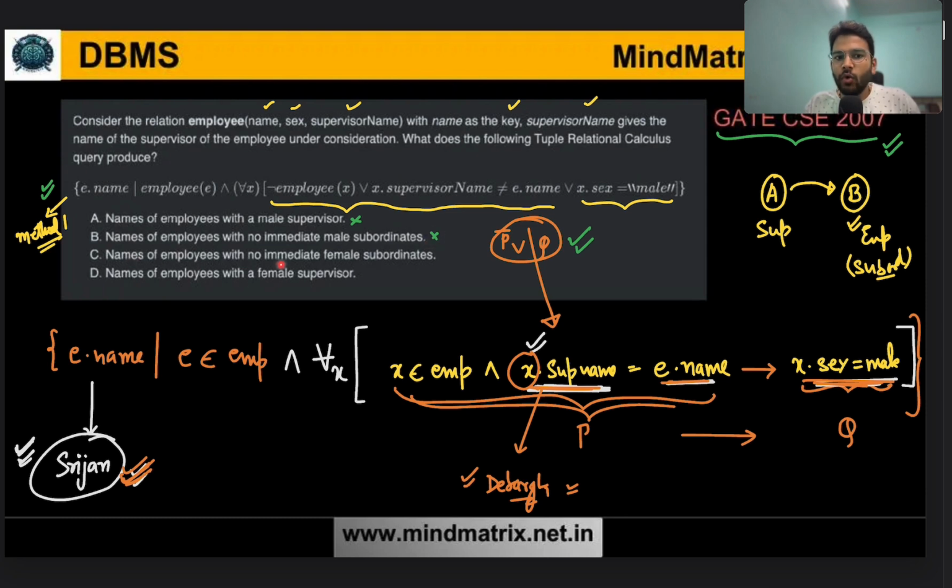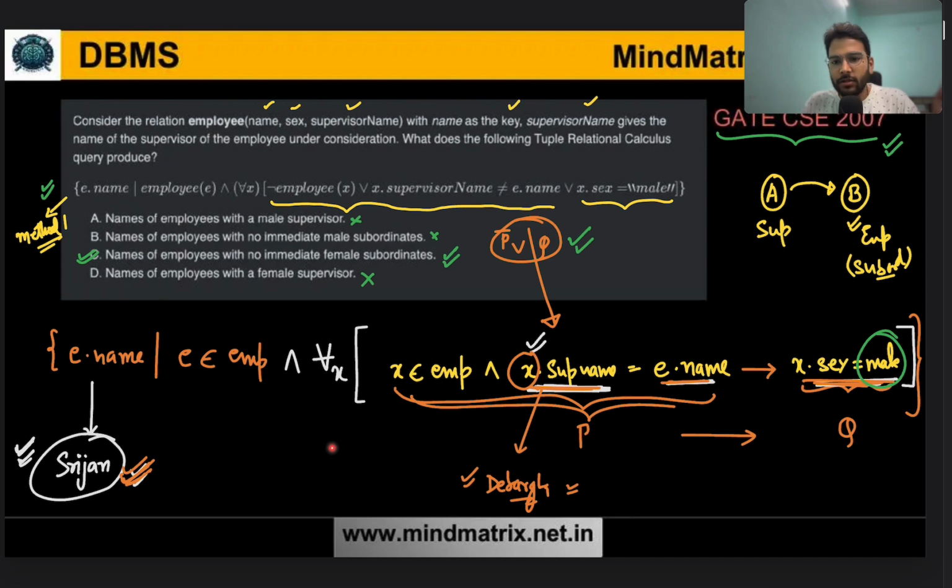Option C, name of employees with no immediate female subordinates. Yes, because we are finding only those employees whose subordinates are male only. So definitely option C is the correct answer here. What about option D, name of employees with a female supervisor? No, we are not finding the supervisor, female supervisor here. We are interested in finding the employees who have only male subordinates, no female subordinates. Is this clear? Are you getting how to decode this type of queries?